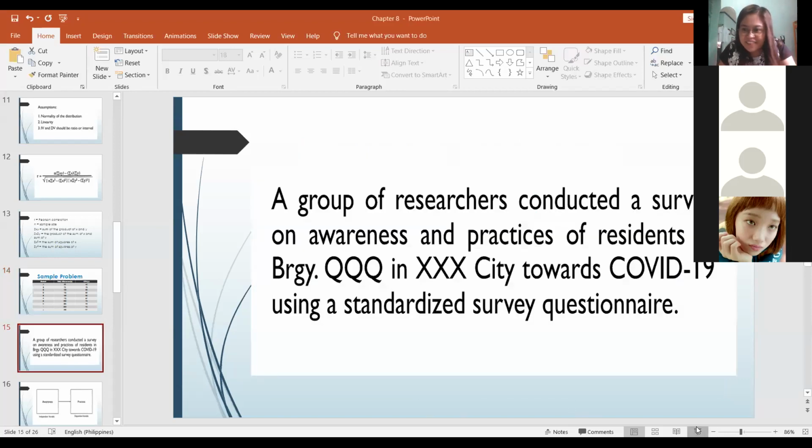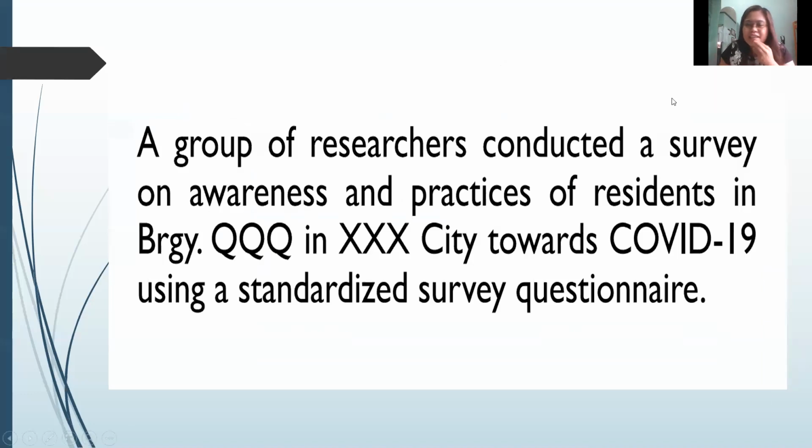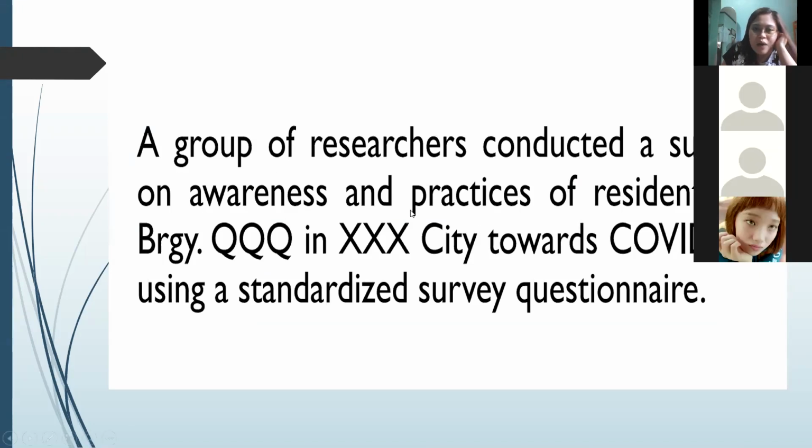Eh, medyo nakulang ko sa time. Pero I'll give you another example of a study here na gamitan dapat siya og Pearson R correlation. So we have here a group of researchers conducted a survey on awareness and practices of residents in Barangay QQQ in XXX City towards COVID-19 using a standardized survey questionnaire. So ang gusto mahibaloan sa researcher, ang awareness sa mga tao at the same time ang ilahang practices towards COVID-19. Kung gaano ba sila ka-aware sa COVID-19 and nag-practice ba sila sa mga standard health protocols. Kung nag-mask ba sila, nag-practice ba sila og social distancing.